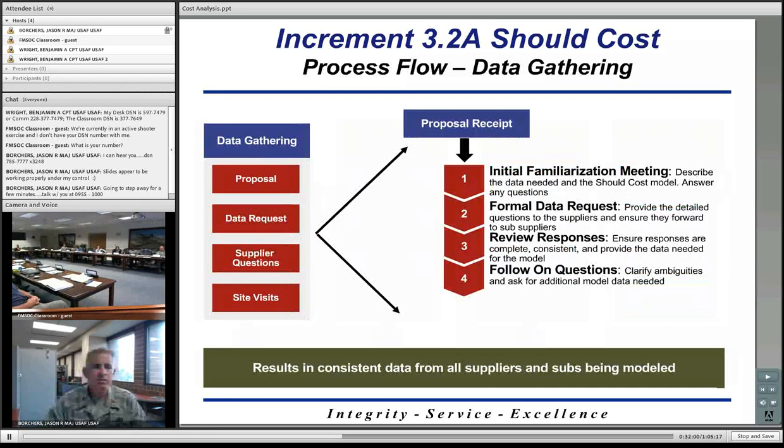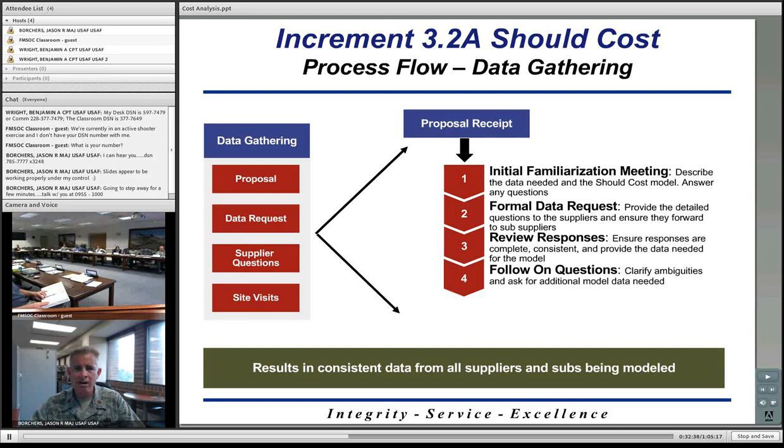The first step, that being data gathering. To put this in context, just realize this is where the program office actually met with the contractor office. They had their initial familiarization meeting. They exchanged data. They then reviewed each other's responses, so reviewed the data that each of them provided one to the other. They asked questions and then continued to analyze it. So this is where the actual meeting with the contractor took place.